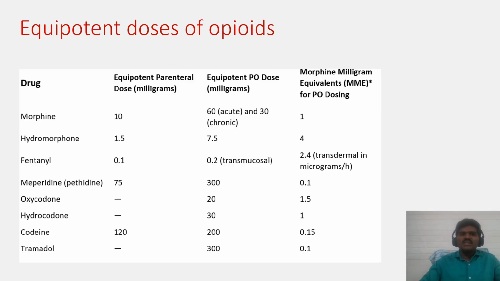So let's have a look at the equipotent doses of opioids. Morphine 10 milligrams is equal to hydromorphone of 1.5 milligrams, which is equal to fentanyl of 0.1 milligrams, meperidine of 75 milligrams, and codeine of 120 milligrams. So the preferred agent in emergency seems to be fentanyl.